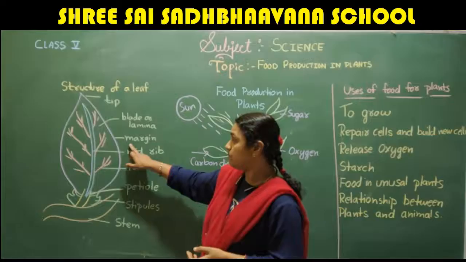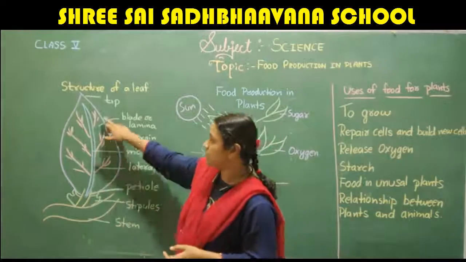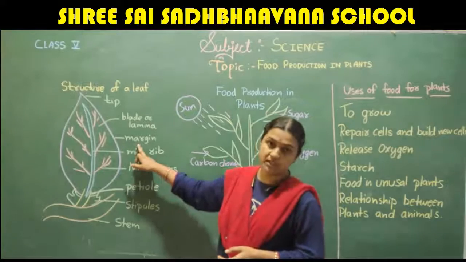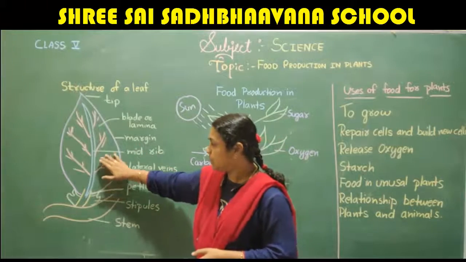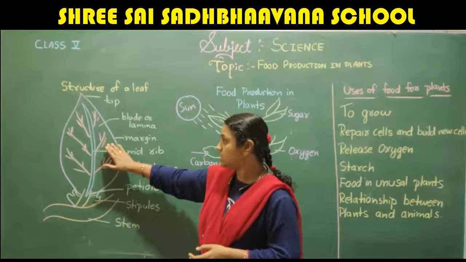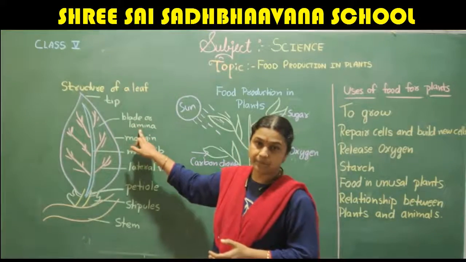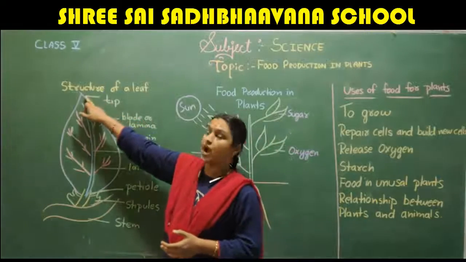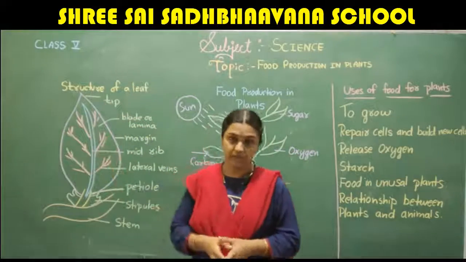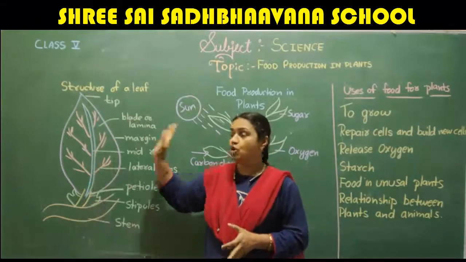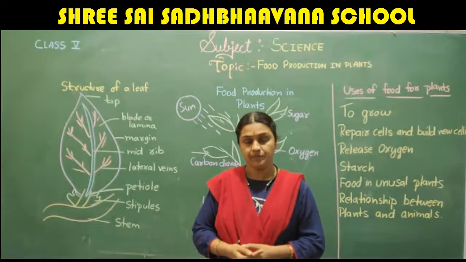And then you have the margin, the edge of the leaf. This is called the margin. And the space between these veins is called the blade or lamina. And then at the top, you have the tip of the leaf. So this is the basic structure of any leaf.